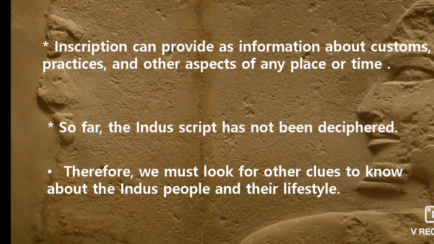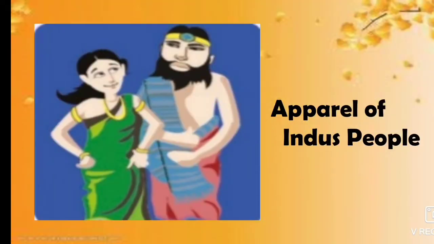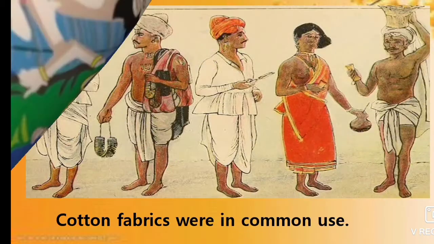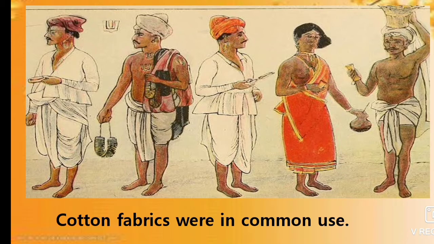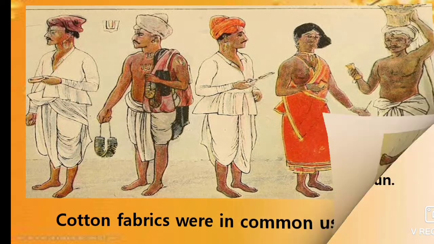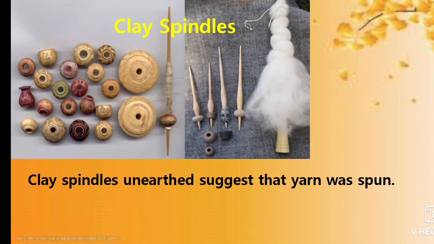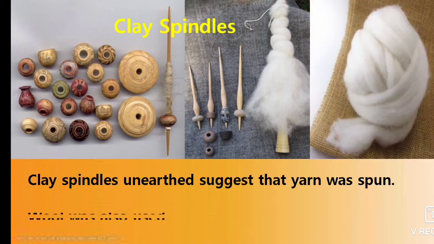Students, first we can see about the apparel of Indus people, which means the clothing of the Indus people. Cotton fabrics were in common use. Students, Indus people mostly used cotton fabric dresses. Students, do you know Indus people were the first people to grow cotton? Clay spindles unearthed suggest that yarn was spun. Students, they used clay spindles to spin the yarn. Then wool was also used.